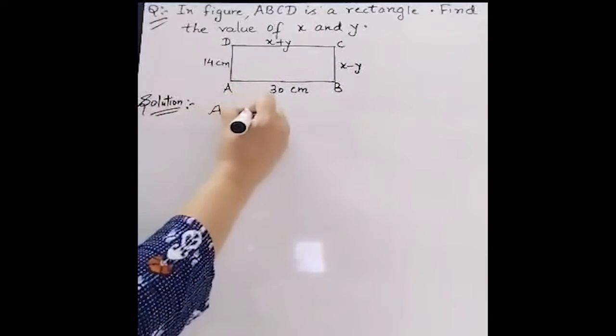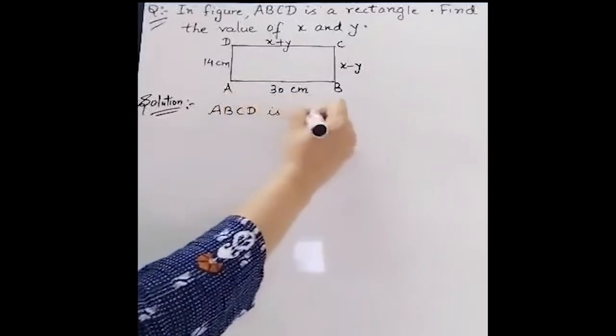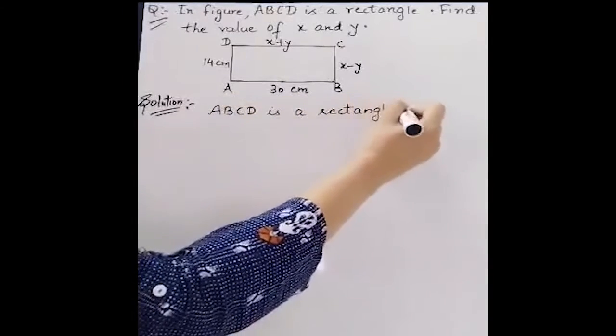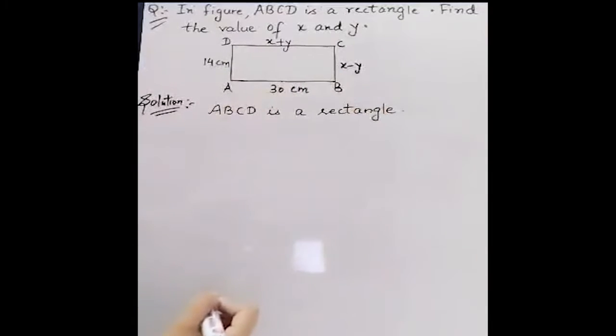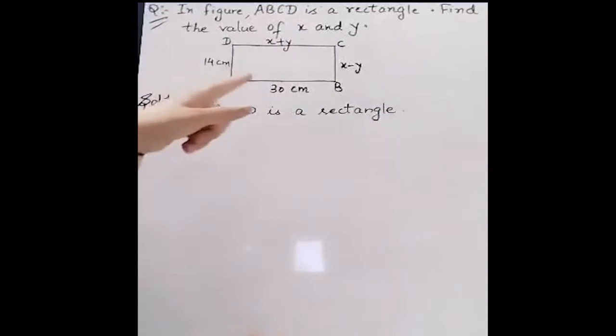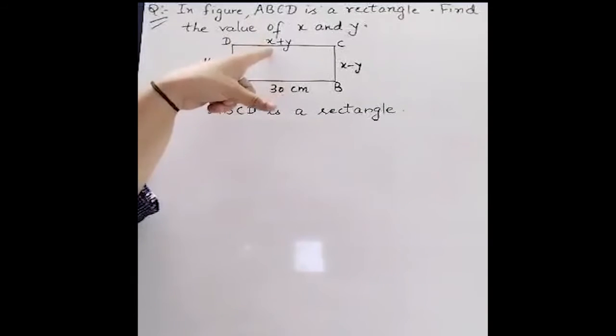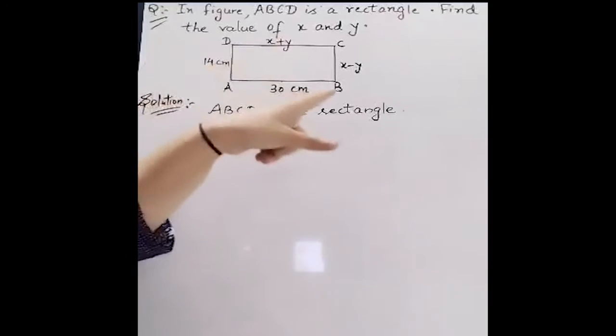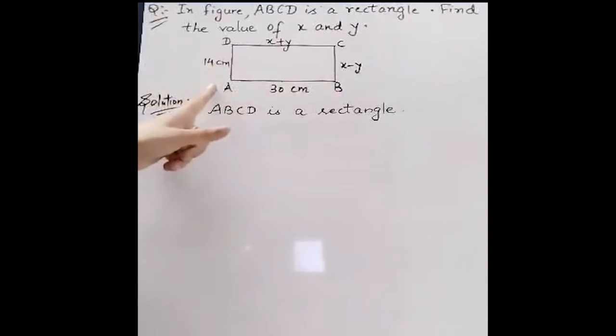As we know that ABCD is a rectangle. Firstly, write like this. ABCD is a rectangle. Then, as we know the property of the rectangle, the opposite sides of the rectangle are equal. Here, AB is the opposite side and CD is the opposite side, right? These are the opposite sides. AB is equals to CD. Similarly, BC is equals to AD. These are also the opposite sides. So, that's why they are equal, right?